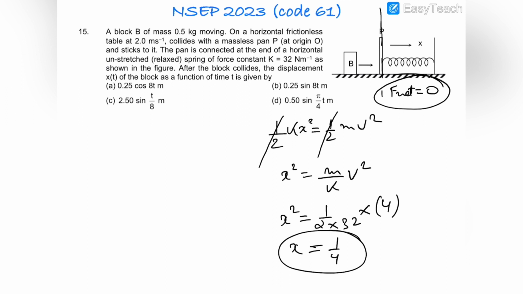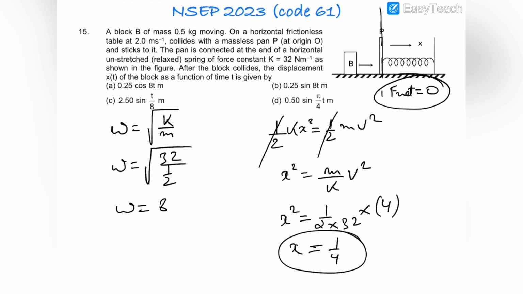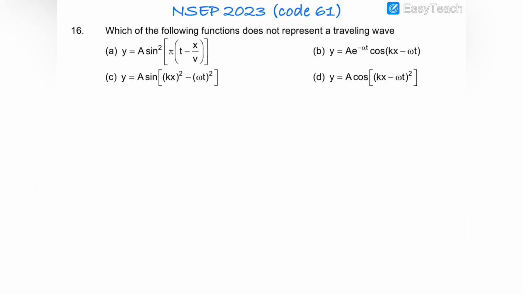Now you can see that omega will be equal to under root of k by m, and hence omega will be under root of k, which is 32, and m is 1 by 2, so omega will be equal to 8, and it is passing through the mean position towards plus A, and therefore the equation would be of sine, which is sinusoidal. So answer is B. Now we move on to the next question.